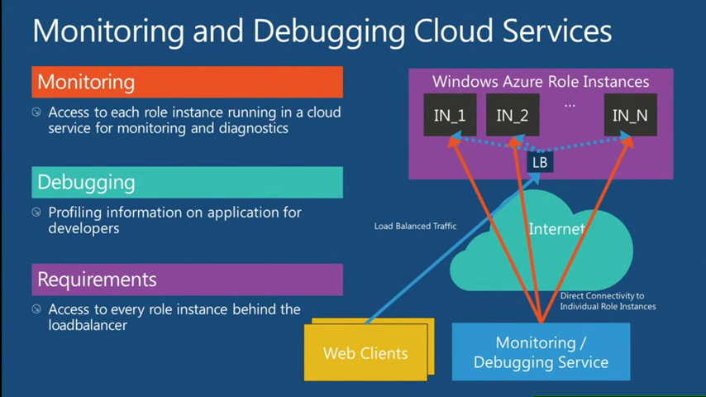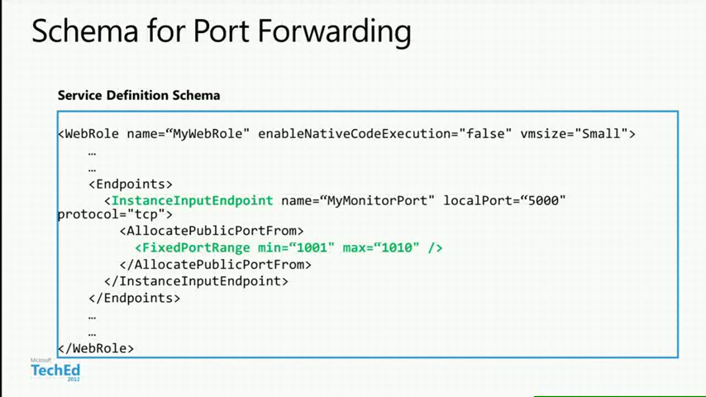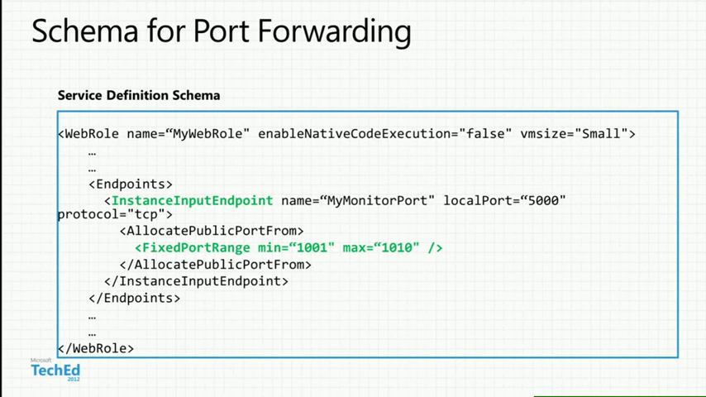We've done this by introducing a new kind of endpoint called the instance input endpoint. What we actually do is enable you to connect on a particular port behind the load balancer. The way you identify each VM behind the load balancer is to use a port range. In this particular case, for my service, I've defined an instance input endpoint where the monitoring service is going to report data on port 5000. And the way I identify each instance behind the load balancer is through the port number. So if I connect to VIP colon port 1001, I get to the first instance, VIP colon port 1002, I connect to the second instance, and so on.